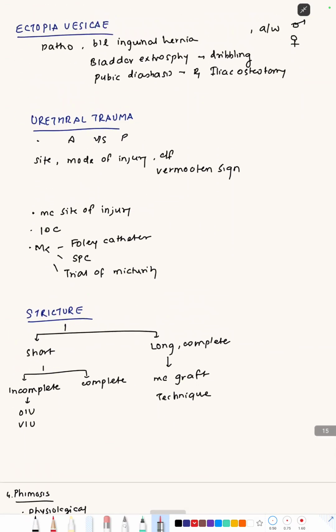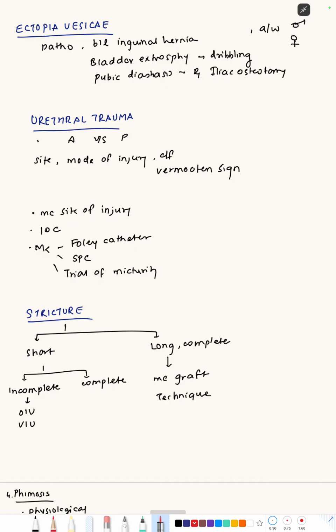Next is urethral stricture. Now the stricture can be a short stricture or long stricture. In the short stricture, it can be incomplete or complete. So for the management of short incomplete stricture, the management is OIU and VIU. OIU stands for optical internal urethrotomy. In short and complete, we go for resection and end-to-end anastomosis. So resection and anastomosis is done.